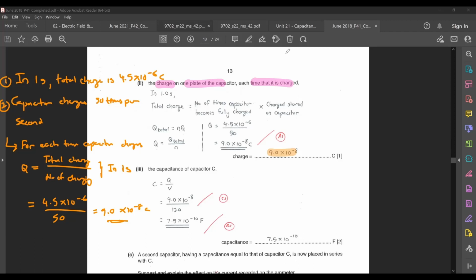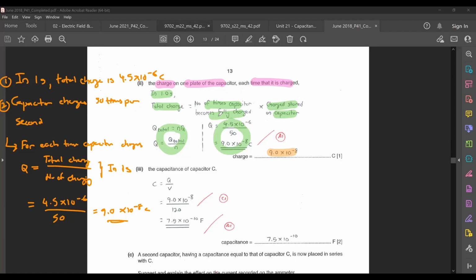The one I wrote here is actually really talking about the same thing, just that it's thought about differently. Total charge in 1 second is number of times capacitor becomes fully charged multiplied with charge stored on capacitor. It's actually the same thing. It's just that it's written differently here.